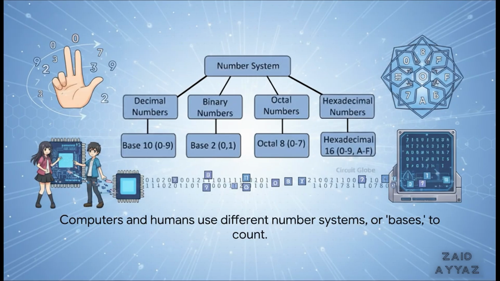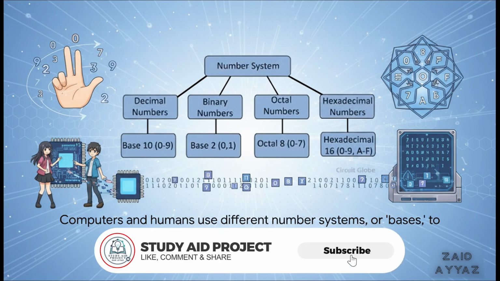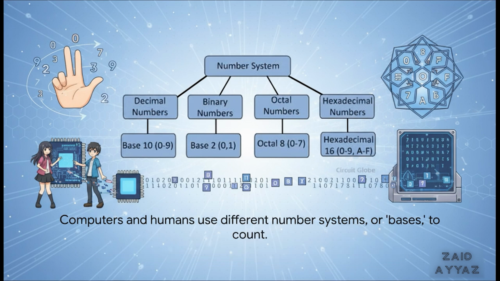So, as you can see, we humans are all about base 10, right? We call it decimal. We use 10 digits, 0 through 9. But computers, they operate on a way simpler system, base 2, or binary. It only uses 2 digits, 0 and 1. And then we have hexadecimal, or base 16, which is this really cool and crucial shorthand for programmers.